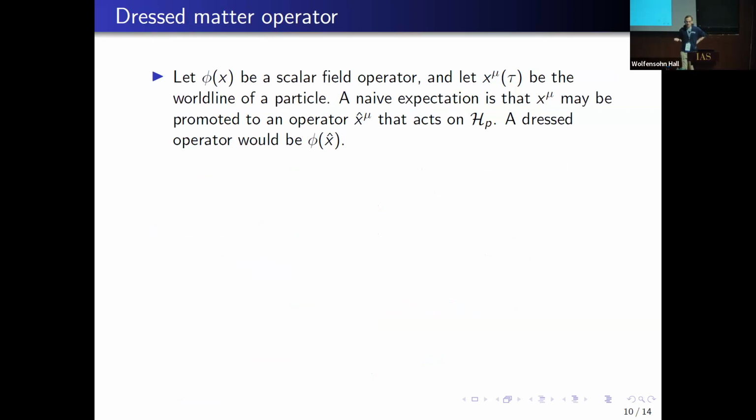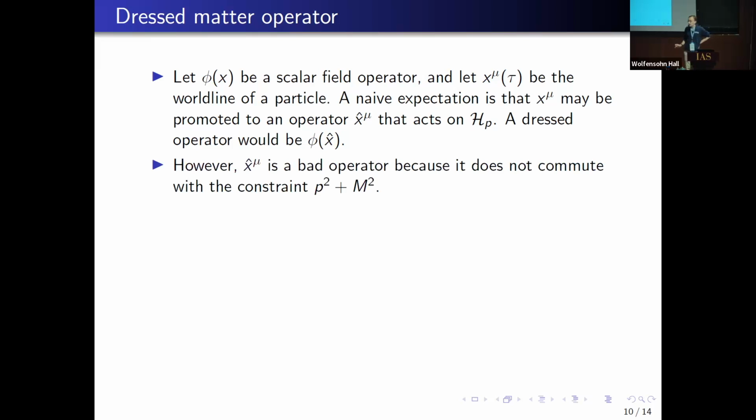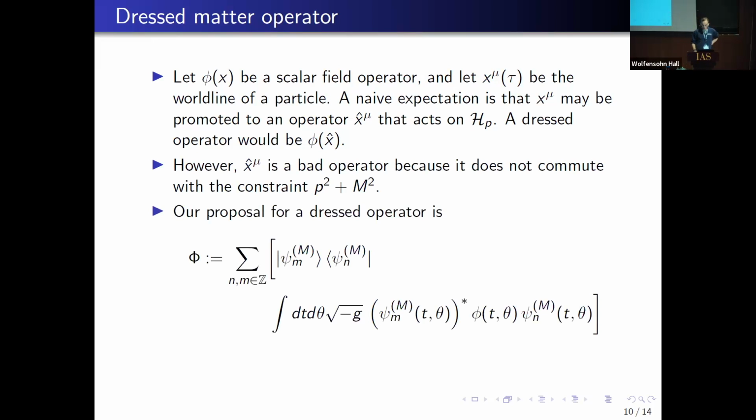But if it were correct, we would say that the dressed operator would just be evaluating phi at x, where x is the operator. The reason this is incorrect is that you can't promote the spacetime position to an operator, because the worldline theory is a gauge theory with a constraint, and x^μ simply doesn't commute with p^2 + m^2, which is the constraint. So this is going to be the proposal for the dressed operator. If you focus on the second line, I'm taking my scalar field operator, and the scalar field operator kind of comes to us in the position basis, which isn't well defined.